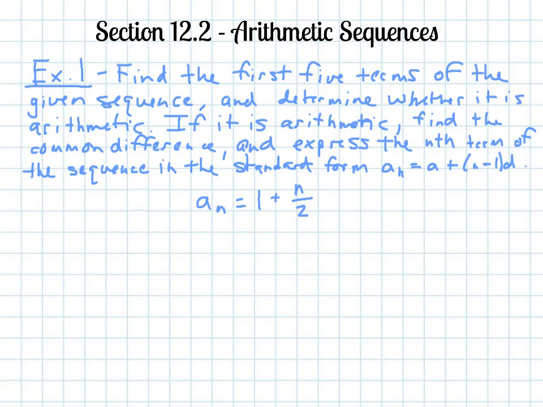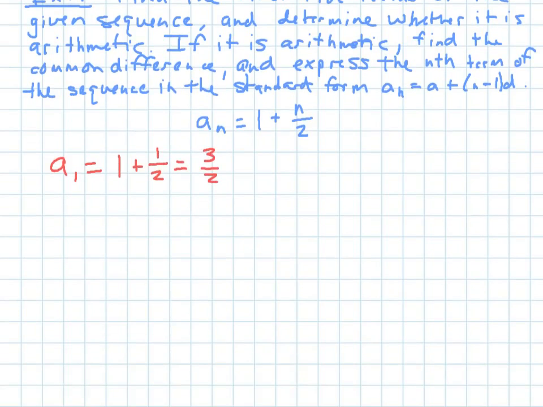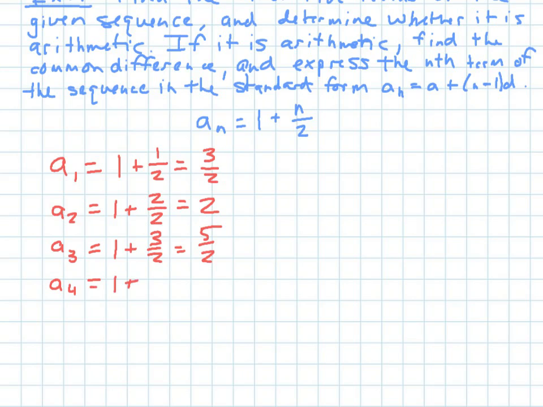So my first term, if I plug it into this, would be 1 plus 1 over 2, so that would be 3/2. And then the second term would be 1 plus 2, so that gives me 2. And then 1 plus 3/2, so that gives me 5/2. Fourth term, plug in 4, 4 over 2 is 2, so that gives me 3. And then the fifth term would be 1 plus 5/2, which would equal 7/2.